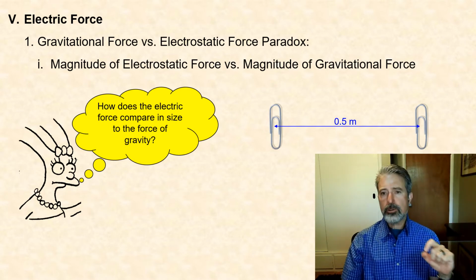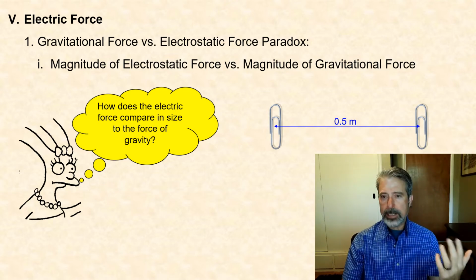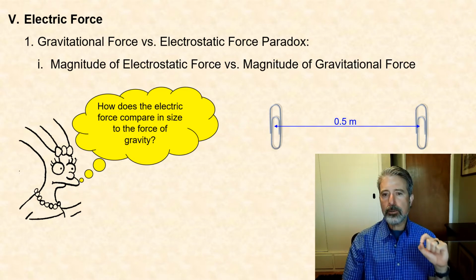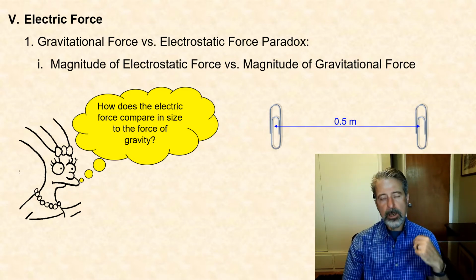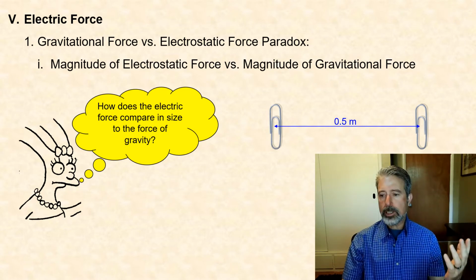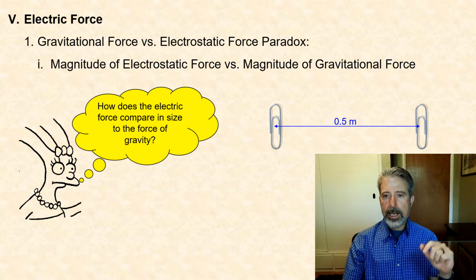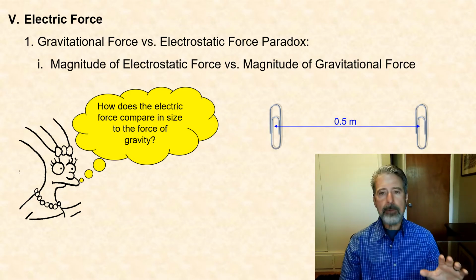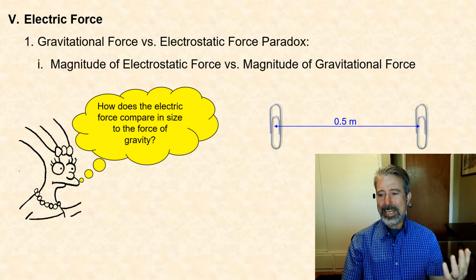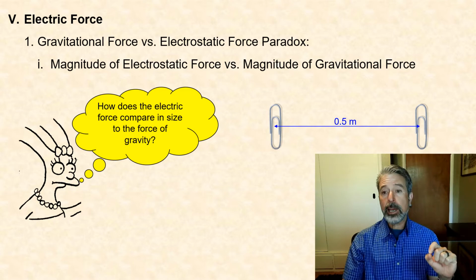So we know that there's a gravitational attraction between these 1 gram paper clips due to their mass. How big do you think the force of gravity would be? Well, it turns out that if you use Newton's law of universal gravitation and did the calculation for two 1 gram objects separated by a distance of 0.5 meters, you would find out that the force of gravity between these objects would be quite small, on the order of about 10 to the negative 17 newtons, far too small to actually measure.